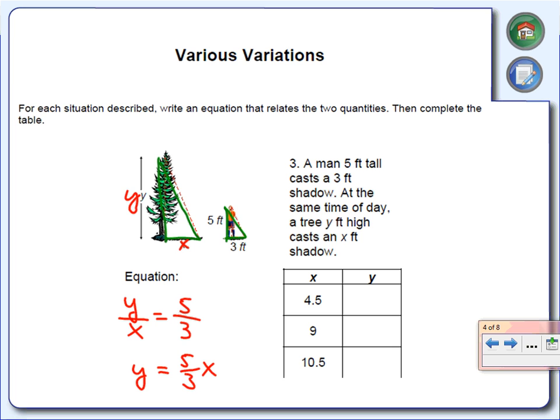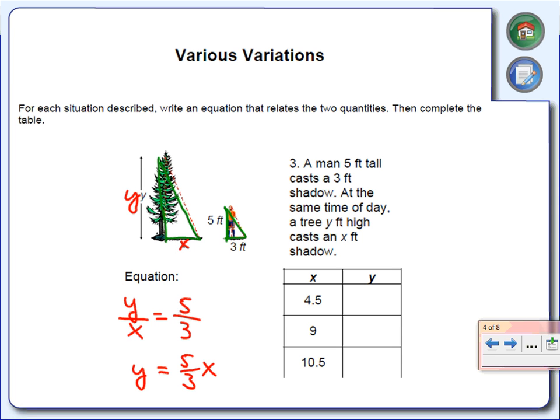So now let's use this equation to fill out the table. Now notice the table over here, what we're doing is we're looking for the height of the tree. We're given a couple of different shadow lengths, and we want to find the height. So here we go. 4.5. If we had a shadow of 4.5, what would be the height of our tree? Well, let's use our equation that we just came up with. 5/3 times 4.5. What's 5/3 times 4.5?